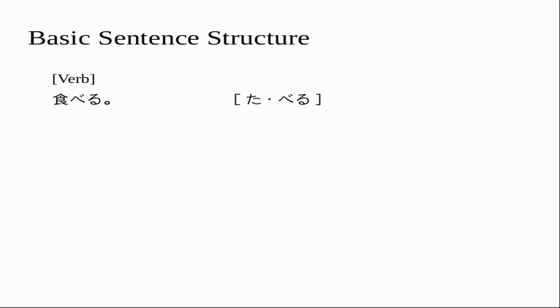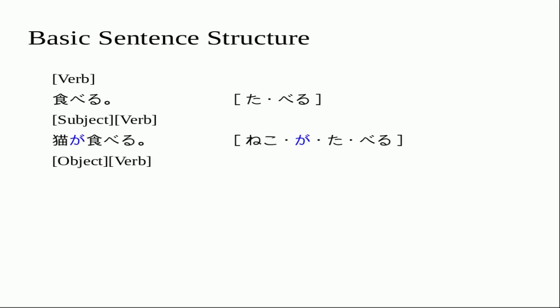So even if you have something like the subject and verb, or object and verb, like for instance, let's say neko ga taberu, the cat is eating, or sakana o taberu, as in the fish is being eaten. So in both cases we had the subject and the object. However, the verb had to be at the end, because the verb is the important bit.